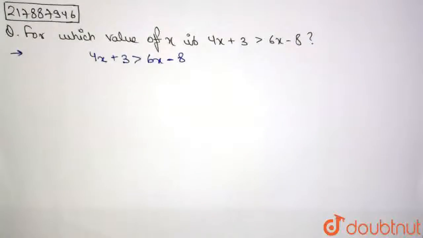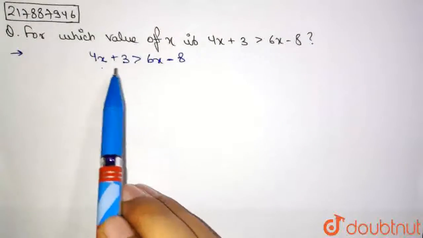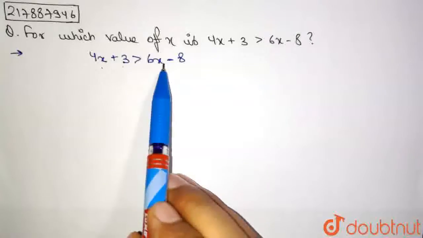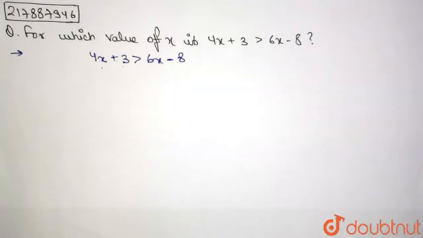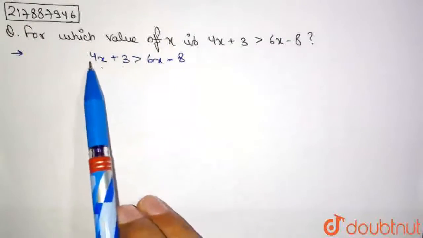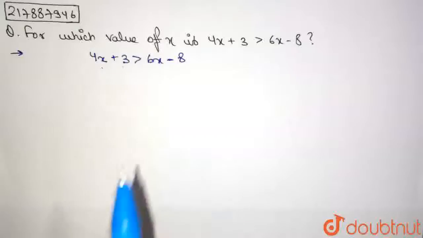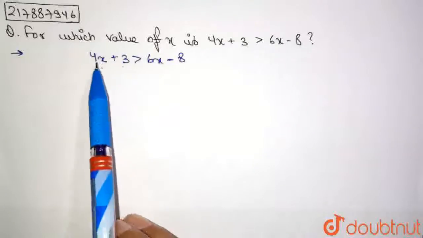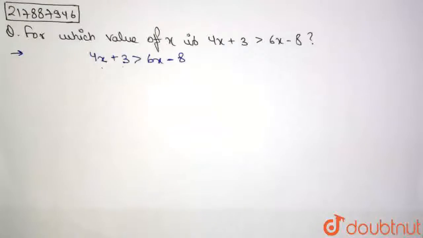So in order to find the solution of this particular question, we need to isolate x. If we get x is greater than something or x is less than something, then we can say that okay, we have obtained the answer. That means we need to get rid of these constants in addition and subtraction and these constants 4 and 6 in multiplication. So first thing that we are going to do is subtract 4x from both the sides.